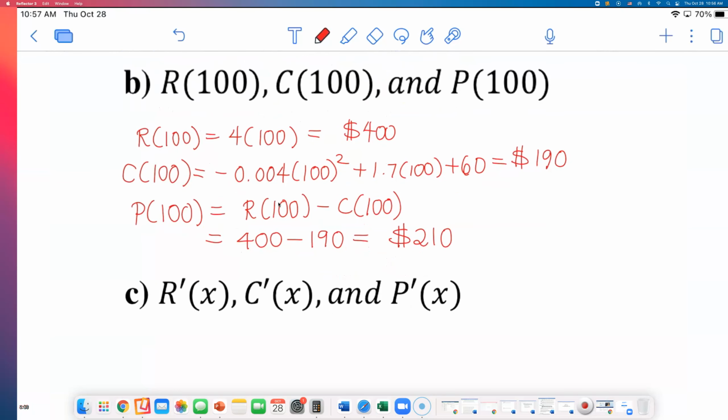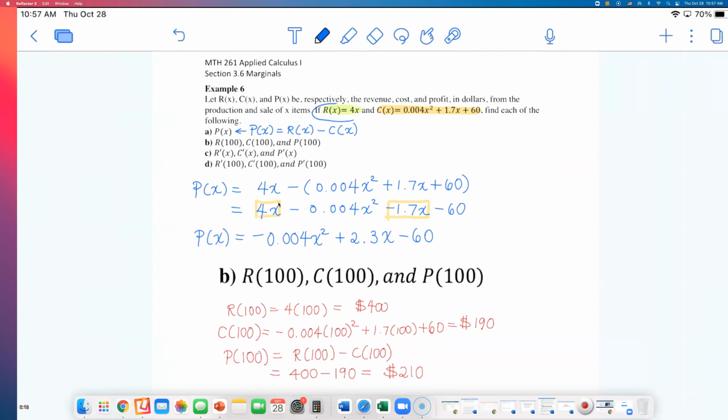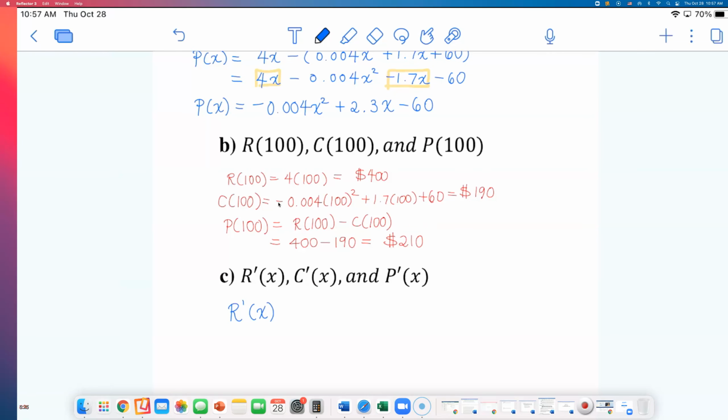So R of x, remember, R of x was simply 4 times x. Let's just double check: R of x was 4 times x. So the derivative of 4x is 4. It's positive 4. So for every additional item sold, revenue is going up by 4.